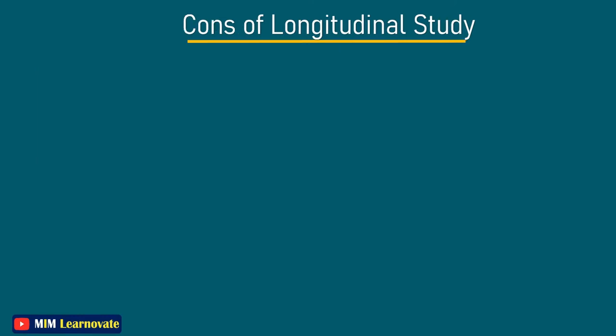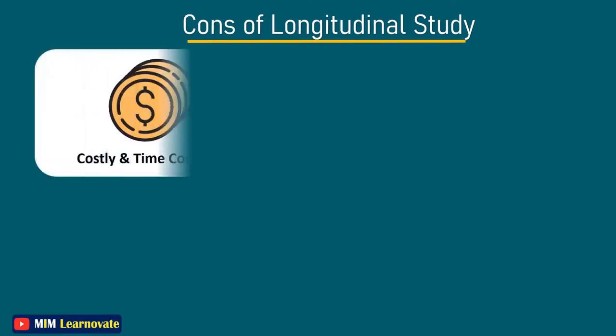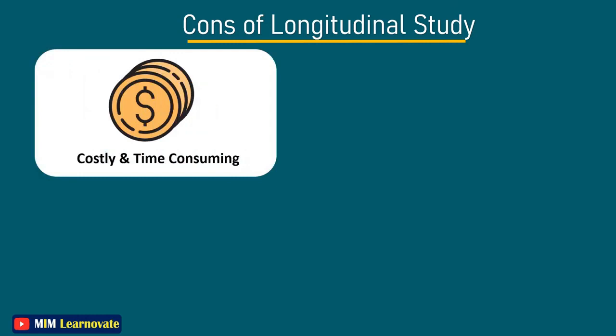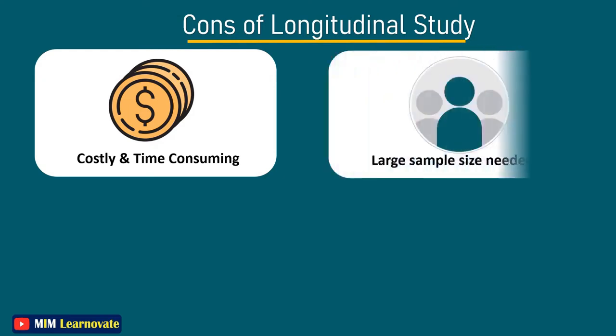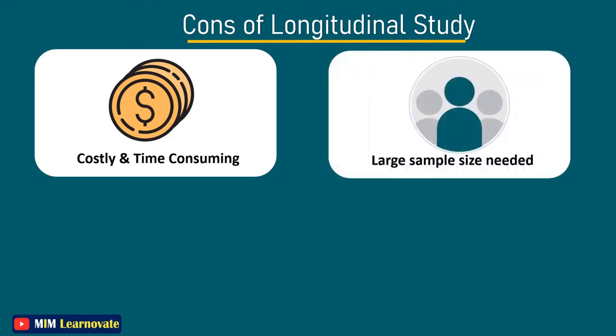Cons of using longitudinal study. Costly and time-consuming. Longitudinal studies can take months or years to complete, rendering them expensive and time-consuming. Because of this, the researchers tend to have difficulty recruiting participants, leading to smaller sample sizes. Large sample size needed. Longitudinal studies tend to be challenging to conduct because large samples are needed for any relationship or patterns to be meaningful. Researchers are unable to generate results if there is not enough data.